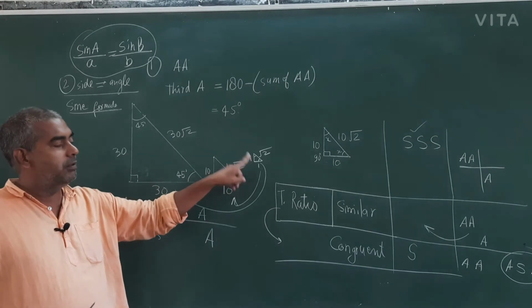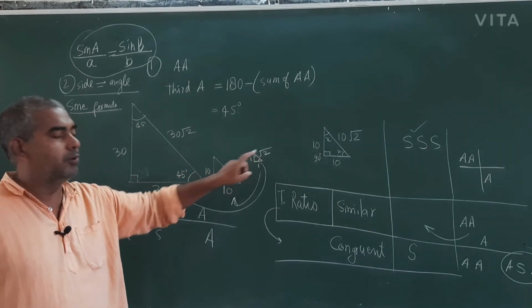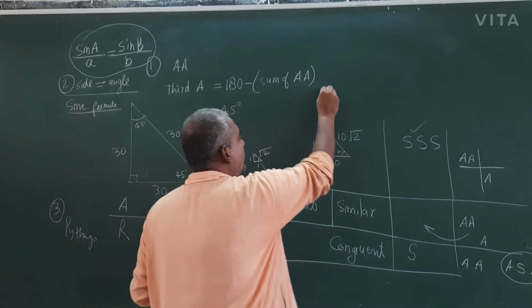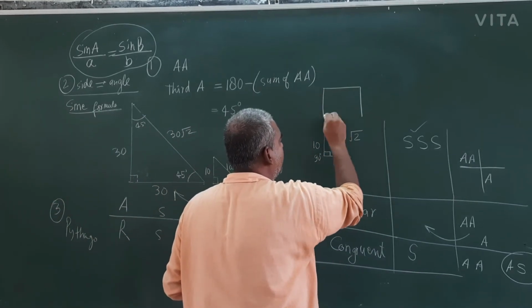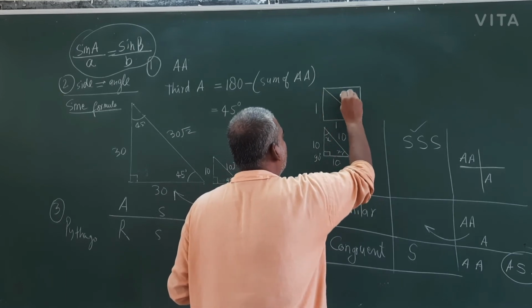This is the actual 1 unit, 1 and root 2, squares of any square which I have taught in the last class. This is 1, this is 1, so this will be root 2.